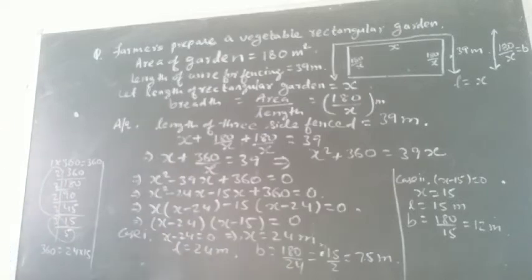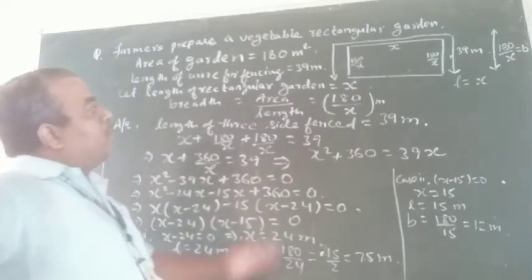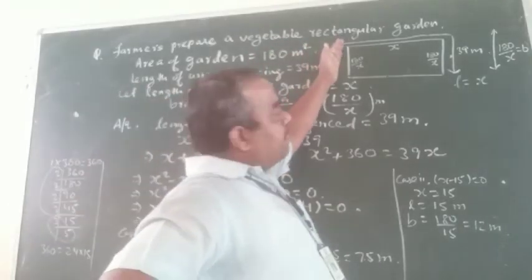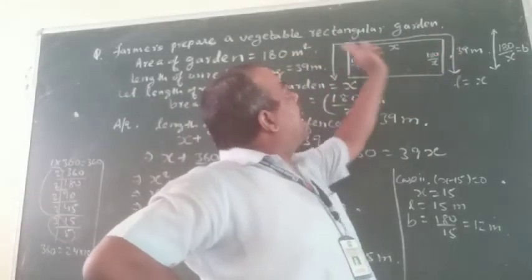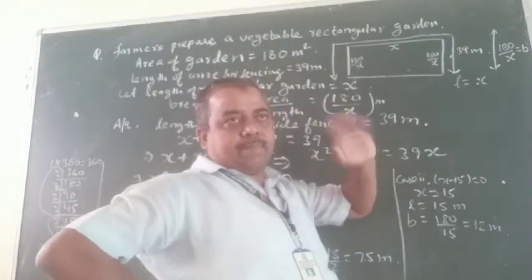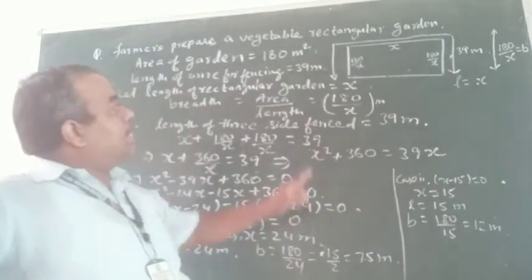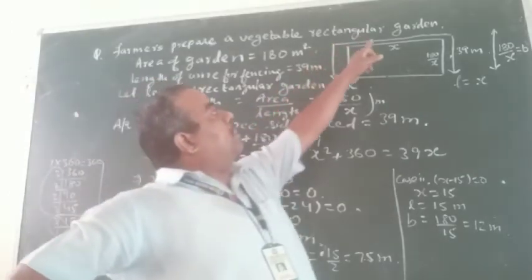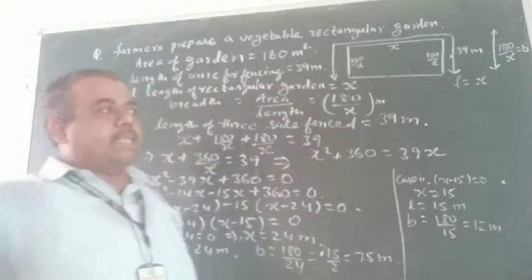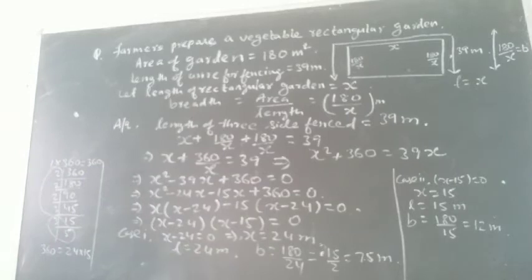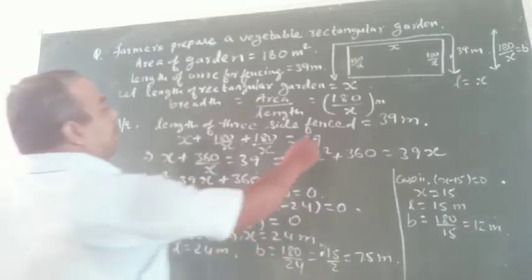Now the question is, the length of three sides fenced. So here breadth is fenced, another breadth is fenced, and this longer side is fenced. That means one length is fenced, and one length is unfenced. That means breadth, length, breadth. Three sides are fenced and the total length of wire is 39 meter. So here I just write 39 meter.